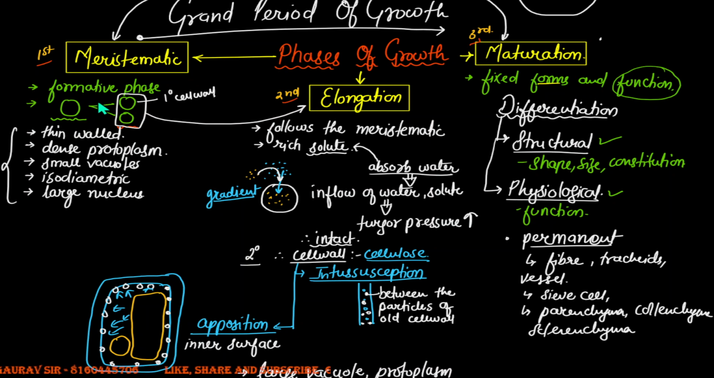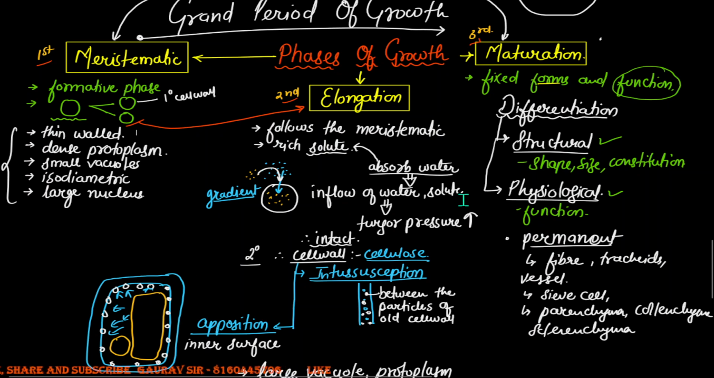In the meristematic phase, we discussed the fact that it is also referred to as the formative phase of the growth, during which the cells of the meristem will divide and add new cells. We discussed the characteristics of the meristematic cells. Also, these newly formed cells will enter into the phase of elongation, during which they would accumulate protoplasm and increase in size.